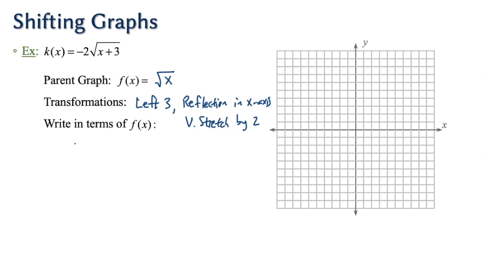And of course, the last thing we want to do is rewrite our function here in terms of the f of x stuff. So our function is going to be basically negative 2 on the outside. We're multiplying that by the function, and the input is changed by plus 3.